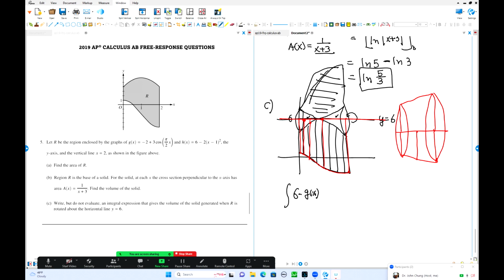But we don't have to evaluate. You can use g of x instead of the real equation, because we don't have to evaluate. They will accept either. This is the length of this one, and it turns out that's the radius, some value. This is 6 minus g of x. The other side is a mirror.